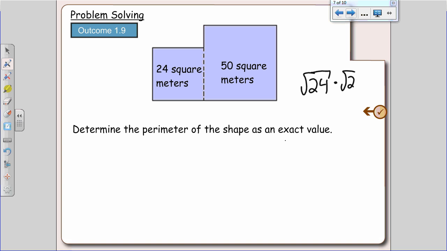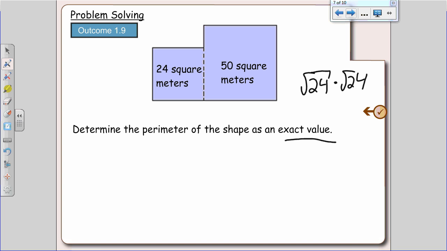Just simplify that like we have the whole time. But what I want to know is what's the square root of 24 times the square root of 24? Would it equal 24?